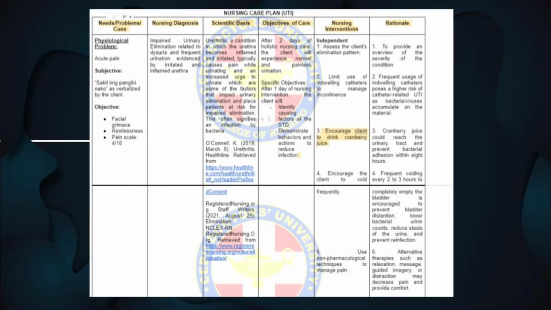Fourth, encourage the client to void frequently. Frequent voiding every 2 to 3 hours to completely empty the bladder is encouraged to prevent bladder distension, lower bacterial urine counts, reduce stasis of the urine, and prevent reinfection. Fifth is use non-pharmacological techniques to manage pain. So, alternative therapies such as relaxation, massage, guided imagery, or distraction may decrease pain and provide comfort.